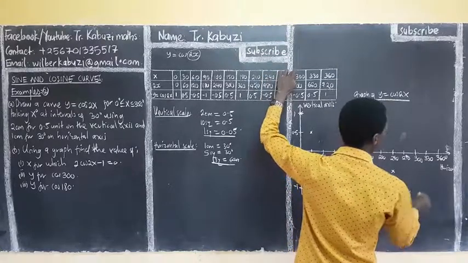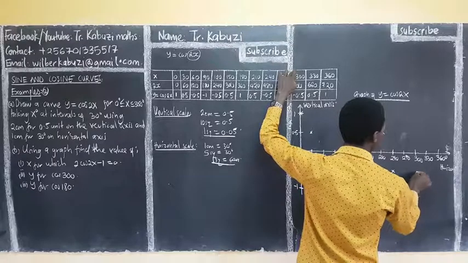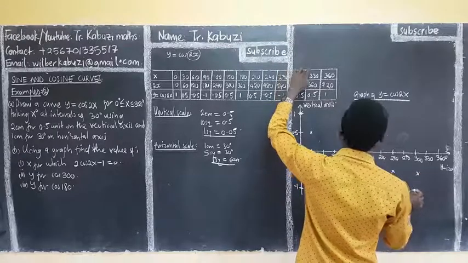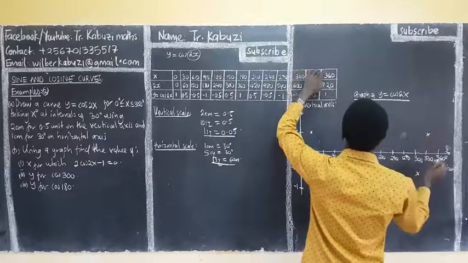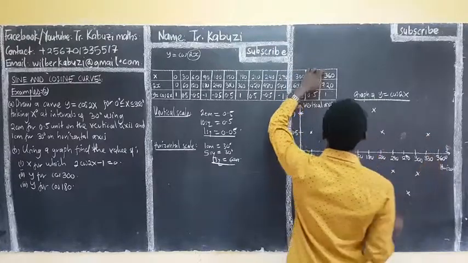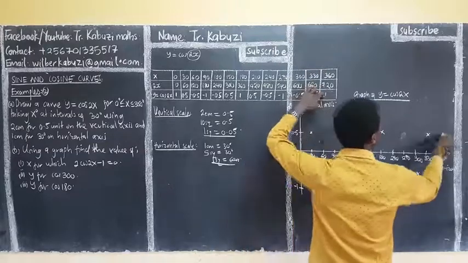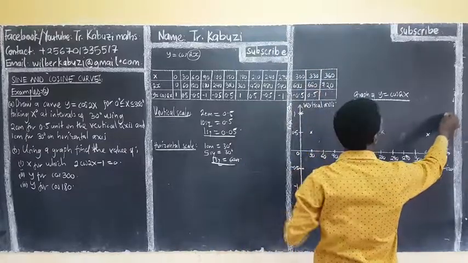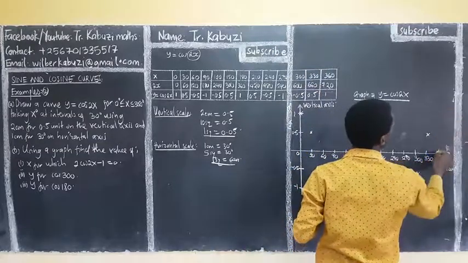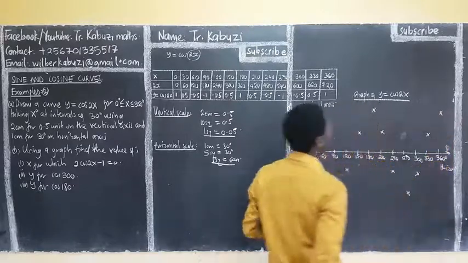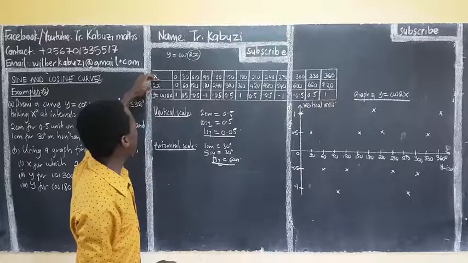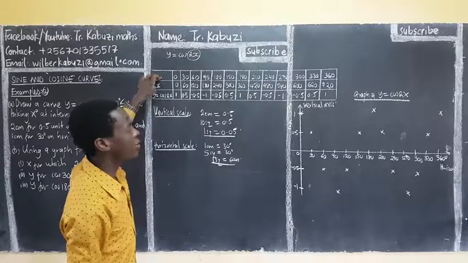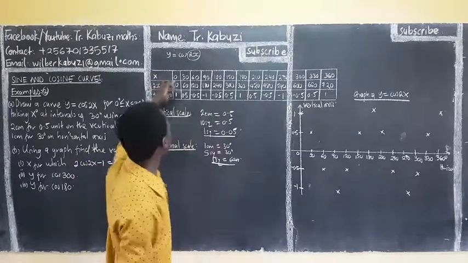Then 300 at 0.5 negative, then 330 at 0.5, then at 360 it's at 1, 360 at 1, like that. So now we are plotting x, y against x. That's why I'm plotting this with this, this with this.